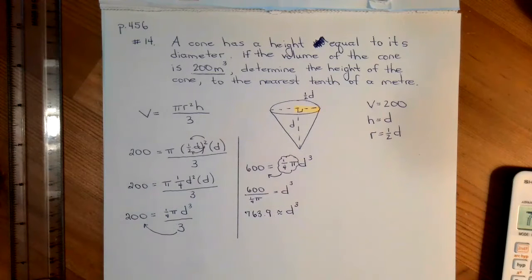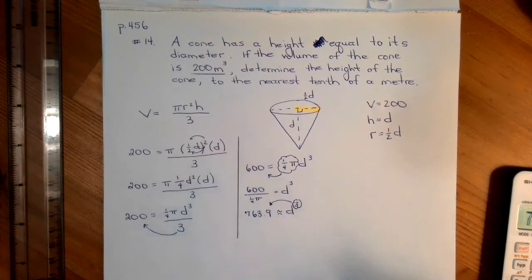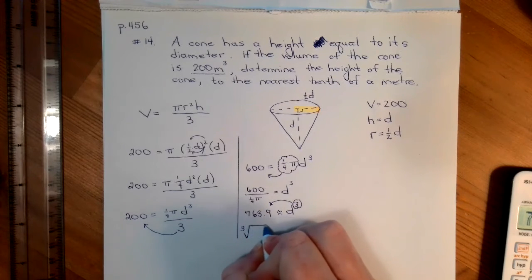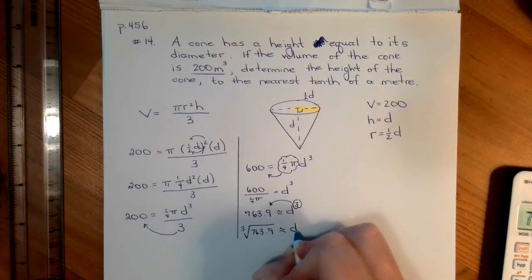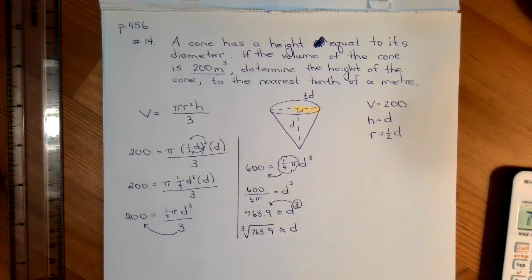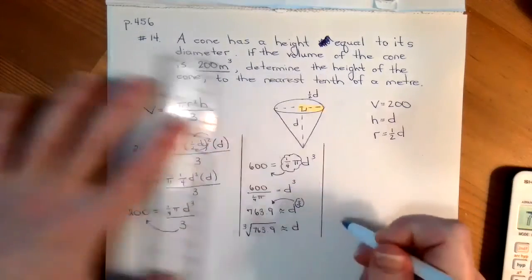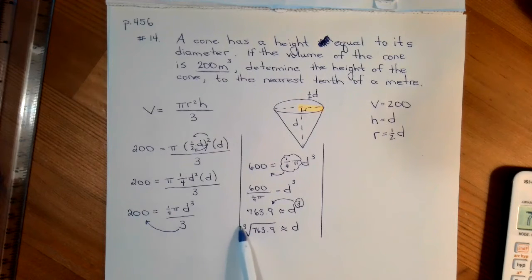Well, we want to know what d is, not what d cubed is. So in order to figure that out, we need to take this over the equal sign. When you take a square over the equal sign, you do a square root. So when you take a cubed over the equal sign, we're going to do a cube root of 763.9, and that is going to be approximately equal to d. When you have a square root sign, you don't have to write the 2. It's one of those mathematical things, just like if you start off with a positive number, you don't have to write the plus sign, and if you have 1x squared, you don't have to write the 1. If you have a square root, you don't have to write the 2, but if you have a cube root, you have to write the 3.